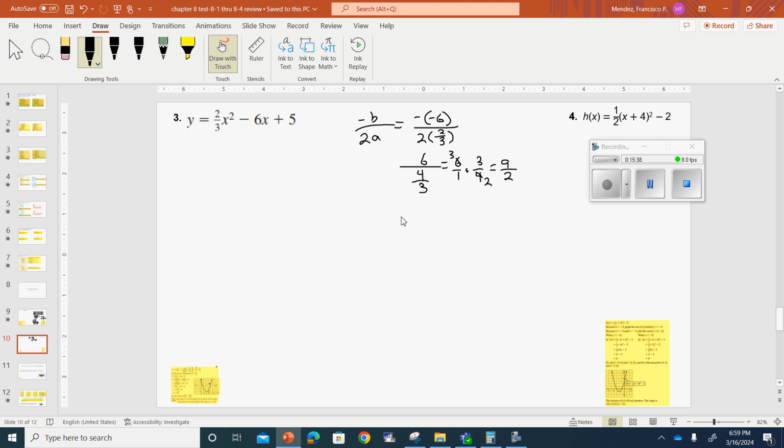Okay, so now I found out what my axis of symmetry is. Remember, my axis of symmetry is where it goes through. And 9 over 2 is really equal to 4.5, right? I know this because 9 divided by 2 is 4.5. So that means this is 1, 2, 3, 4, 5. That means my axis of symmetry is going to be sitting right here at 4.5.